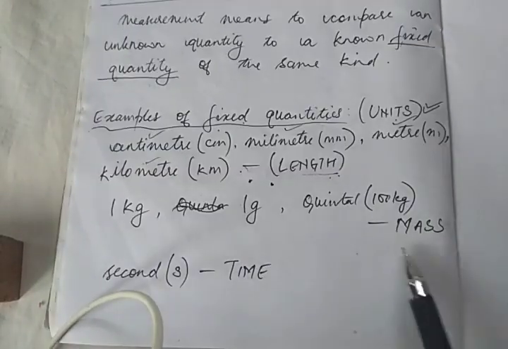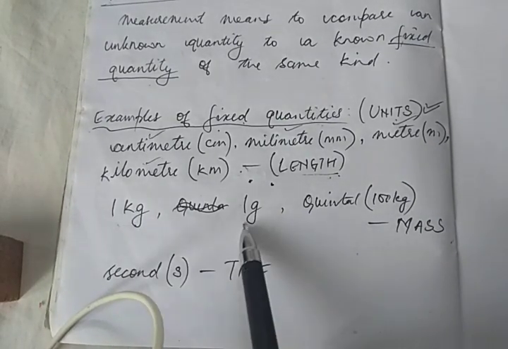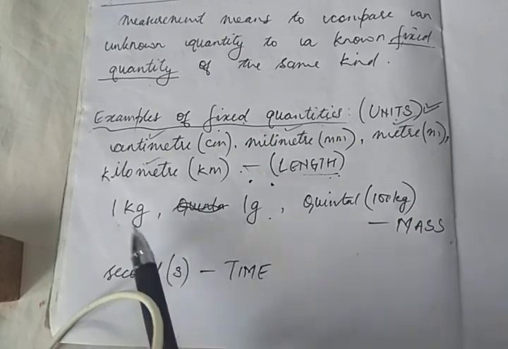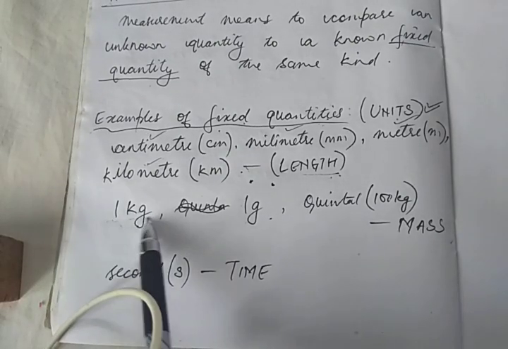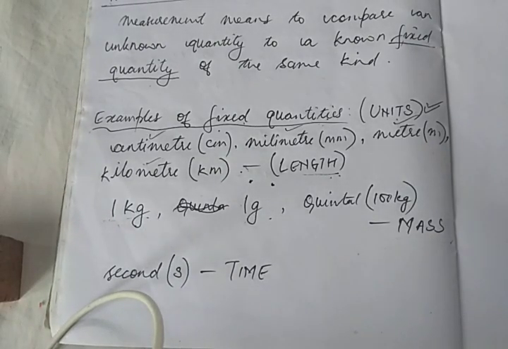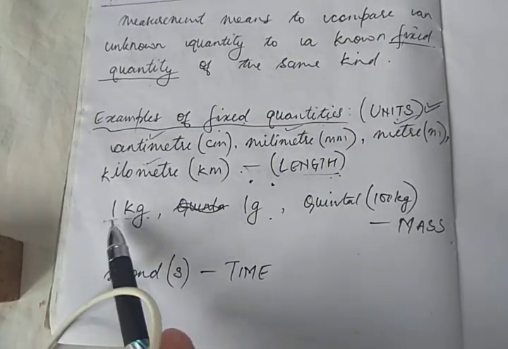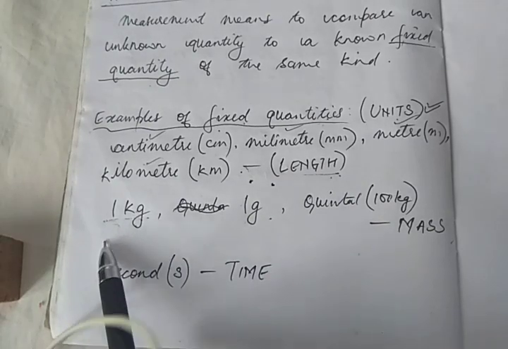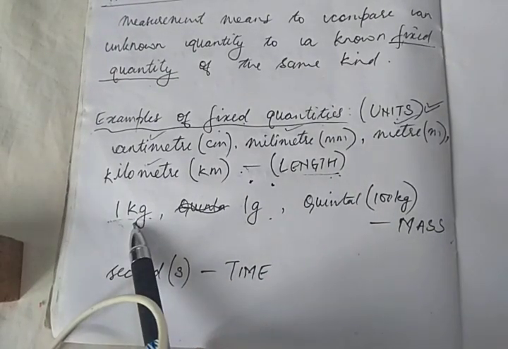Likewise, to measure mass, people have defined fixed quantities like a kilogram or a gram. I hope you have seen that weight of 1 kilogram in different shops. 1 kilogram, in Nepali it's called a dhak. I hope all of you have seen a 1 kilogram dhak. So this 1 kilogram weight, whichever part of the world you go to, 1 kilogram is always the same. So it's a fixed quantity.